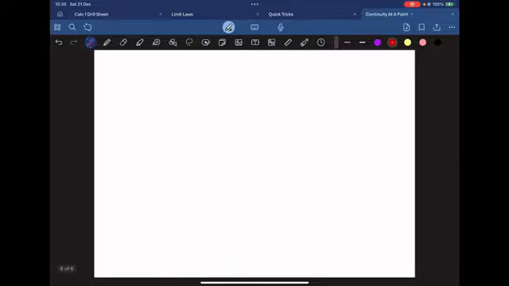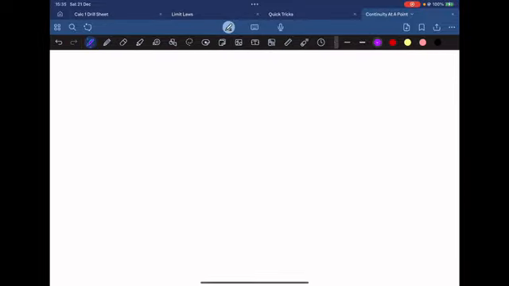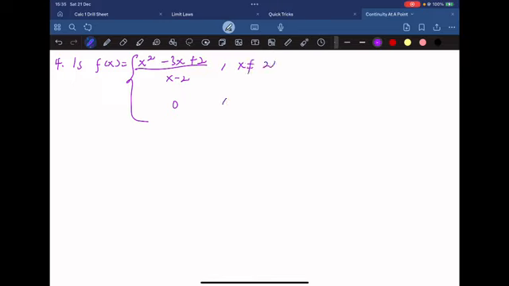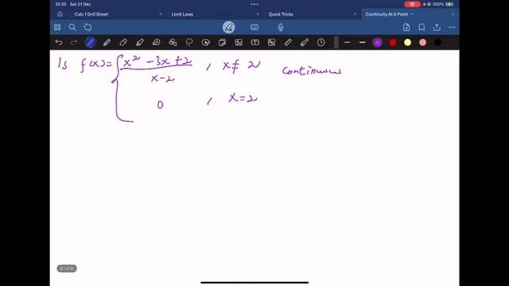Let's go to the next question. Our next question is our piecewise function x squared minus 3x plus 2 over x minus 2 and 0 over here. Now this is when x is not equal to 2, and this is when x is equal to 2. Is this piecewise function continuous at x is equal to 2?